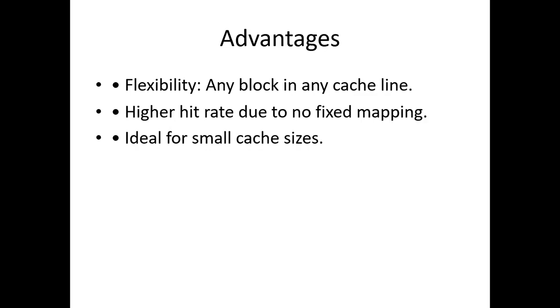What are some advantages of fully associative mapping? This method has several strengths. The first one is flexibility, which means that any block can go into any line. This drastically reduces conflict and thrashing as compared to direct mapping. Also, this technique has a higher hit rate because of the flexible placement. It can take better advantage of locality in programs, and it is ideal for small caches, in that it works especially well when there are relatively few lines to search.